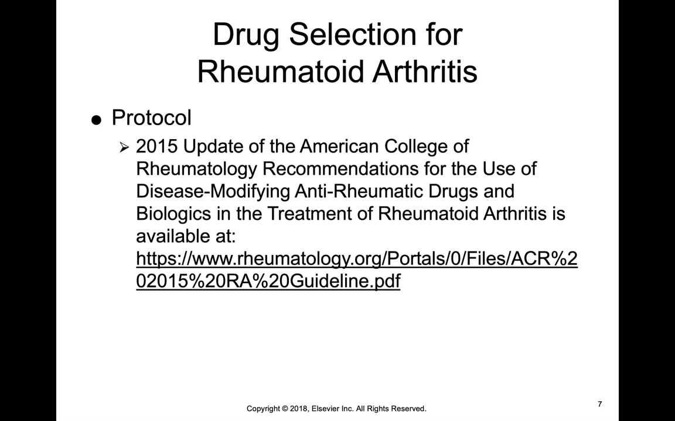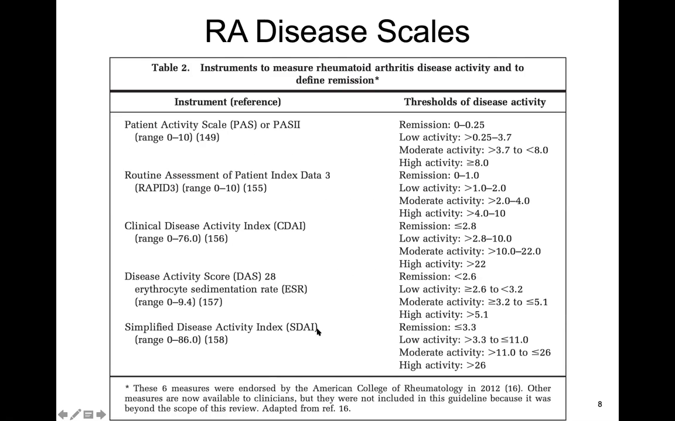So the 2015 update from the American College of Rheumatology has guidelines on the treatment of rheumatoid arthritis. I attached that to Blackboard, but you could also download it here using this link. These are some of the scales used to measure disease severity. They'll ask the patient to fill out these scales, and we can see how the disease is progressing in patients and whether treatments are effective or not. So we have the patient activity scale, routine assessment of patient index, and so on and so forth.